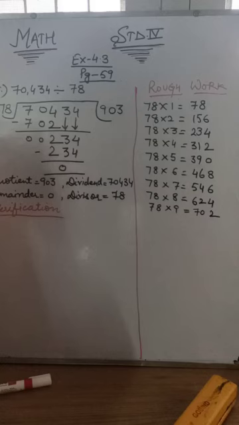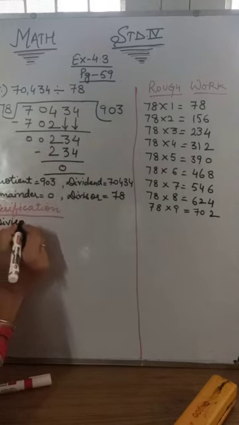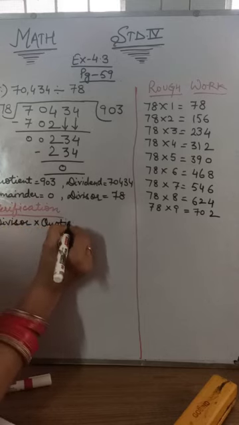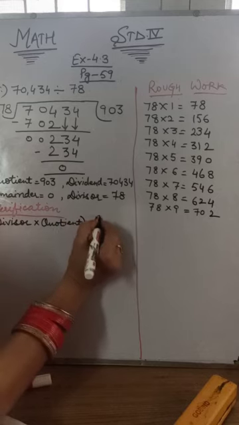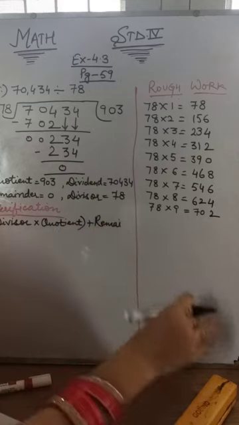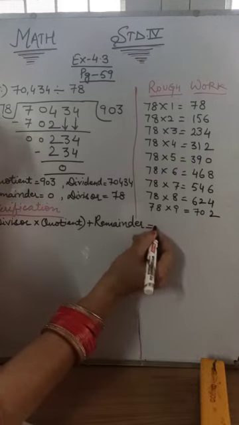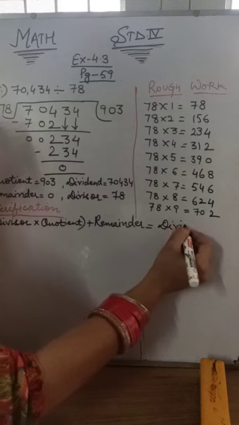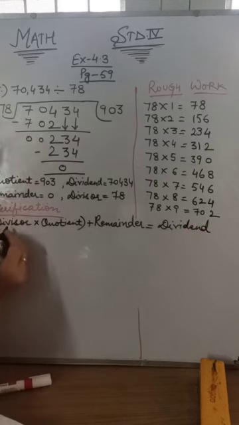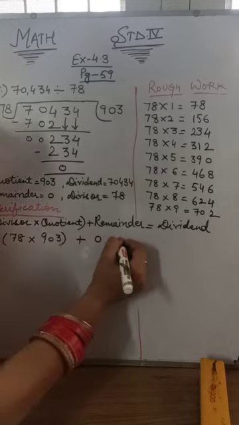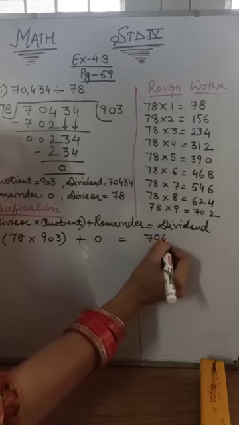So what is the rule for verification? Divisor multiply quotient plus remainder is equal to dividend. The divisor is 78, the quotient is 903, the remainder is 0 and the dividend is 70,434.